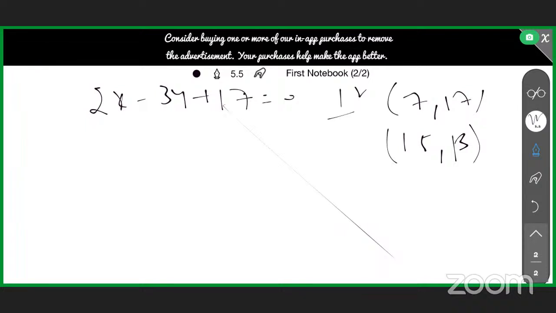Can you do it? Take your time and do it. Now you go to the next question. This question was also asked in JEE Mains 2019, but in the month of August exam.